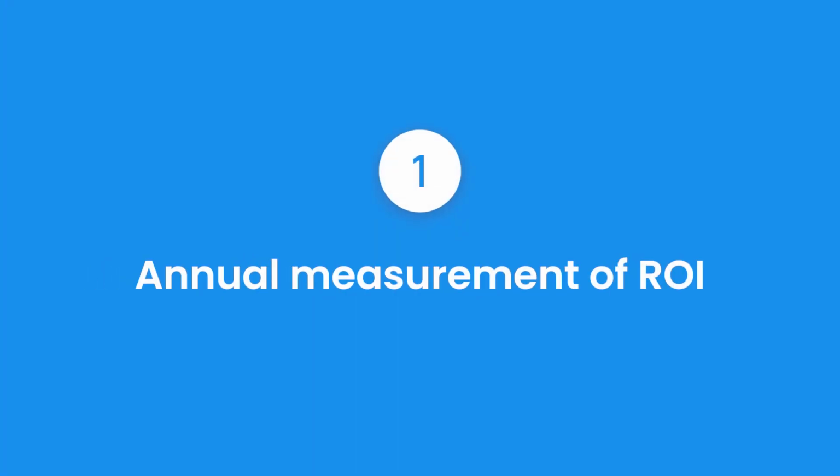Great! You've defined your event goals and chosen the most important KPIs. Now there are 3 ways to gather that information. 1. Annual measurement of ROI. It's not ideal, but you can often get information from many sources, and you have no other choice than to gather these data manually.